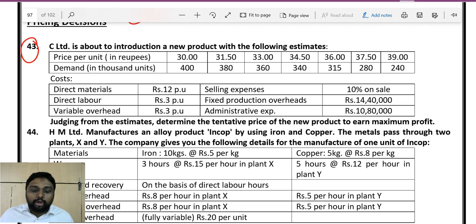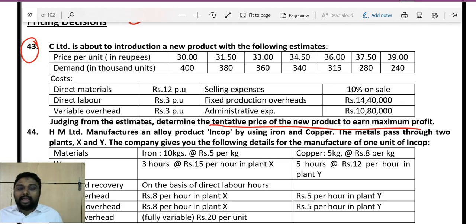C Limited is about to introduce a new product with the following estimates. Price per unit 30, 31, all those things. Demand is given in thousands. Cost is given: direct material, direct labor, variable overhead, selling expenses, fixed production overhead, admin overhead. Judging from the estimate, determine the tentative price of the new product to earn the maximum profit.